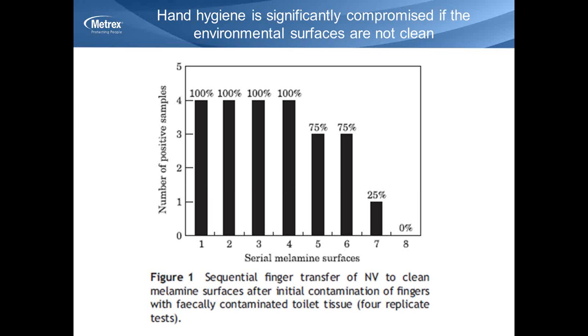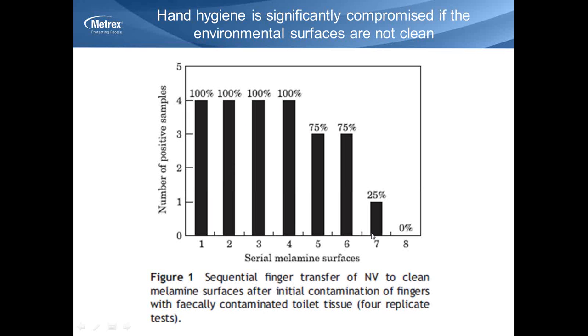Melamine surfaces are very common. For example, the desk in a classroom is melamine, and many countertops are melamine surfaces. The contaminated fingers touched the surfaces, and as you can see, they continuously touched clean surfaces. At the first touch, norovirus could be detected, and at the second surface it could be detected as well. Even up to 7 surfaces, norovirus could be detected.